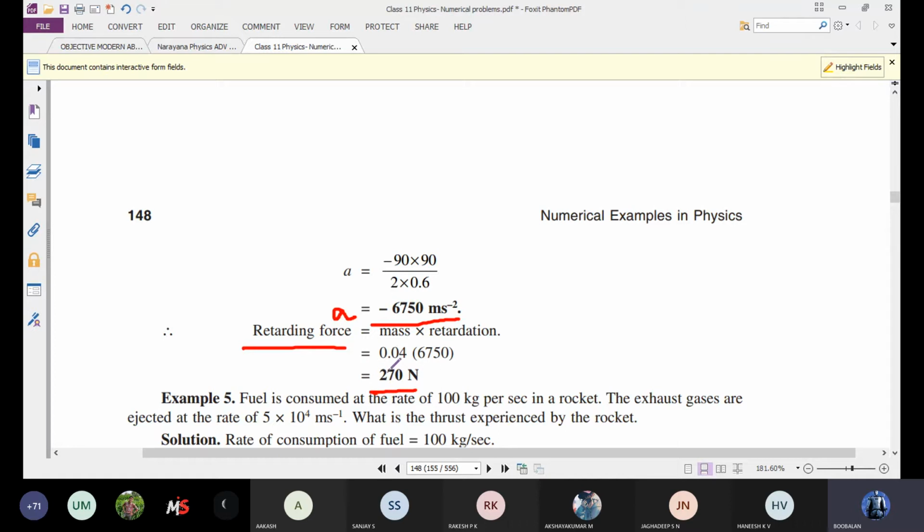Mass value 0.04. Now you have a doubt. If you are writing just force, then you can mention minus 270 Newton. Retarding force, the value is 270, because retarding force means it is a negative force, so no need to mention the minus. Normally, if you are mentioning force, minus 270 is the correct answer. Both answers are correct.